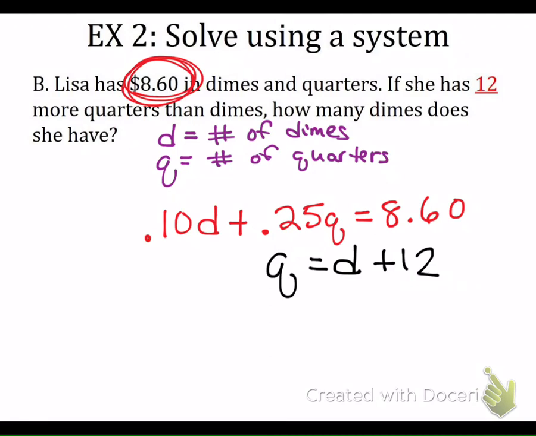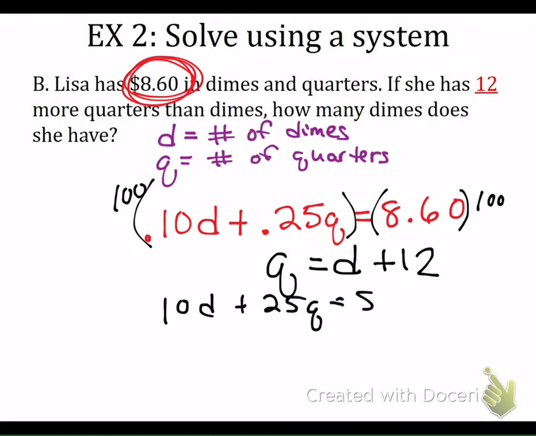What are your questions? These are tricky. We'll practice these a lot. Now, I hate decimals. So before I even start solving, I'm going to get rid of them. I do not have time for these. I'll multiply by 100. There you go. Get rid of them. If you multiply by 10, you'll still have decimals with your Q. All right. Now, what's going where?